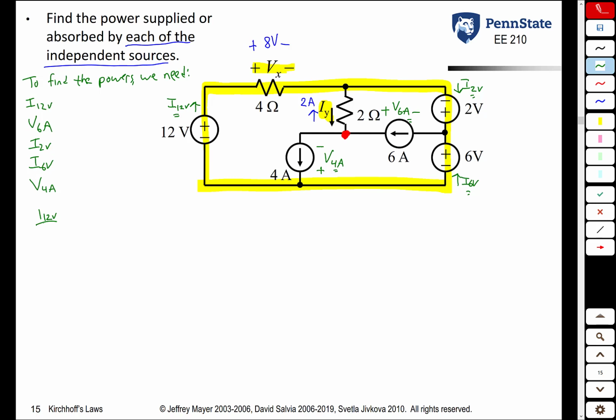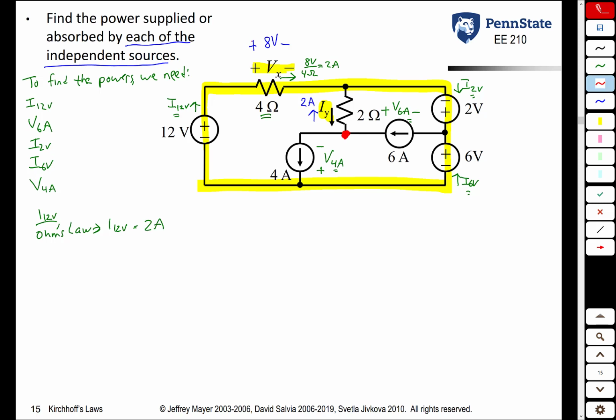The first thing we can do is use Ohm's law to find the current through this 4 ohm resistor, because in the previous example, we found the voltage across it was 8 volts. So the current through this resistor is the voltage across it divided by the resistance. 8 volts divided by 4 ohms is 2 amps. So from Ohm's law, we can determine that I sub 12 volts, which is the same as the current through that 4 ohm resistor, is 2 amps.